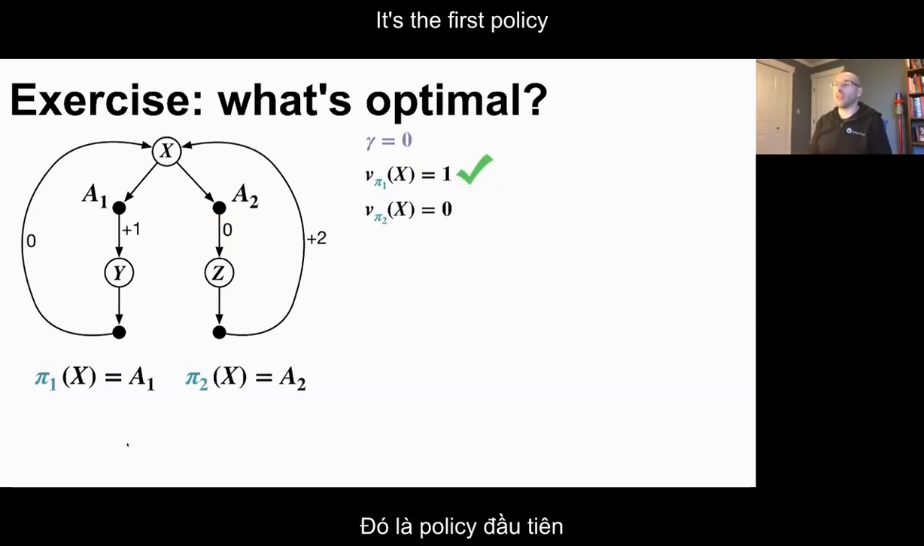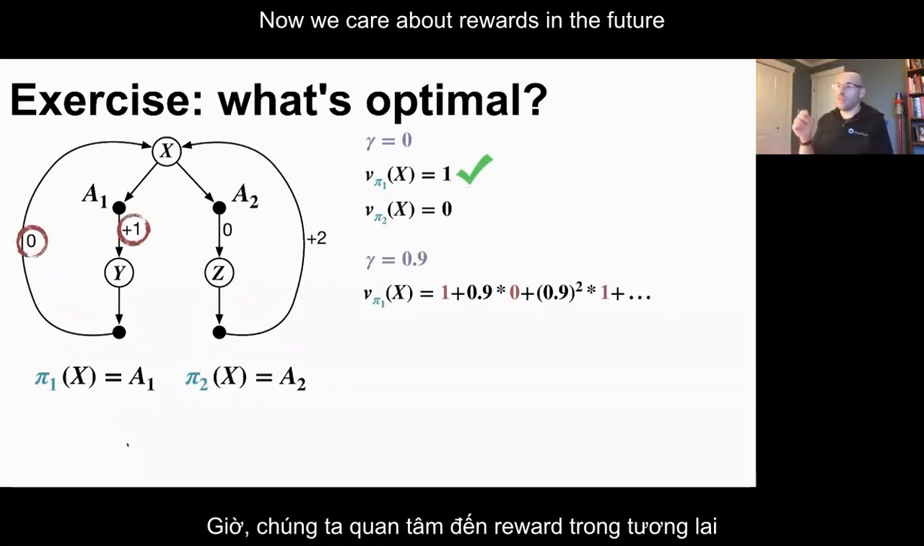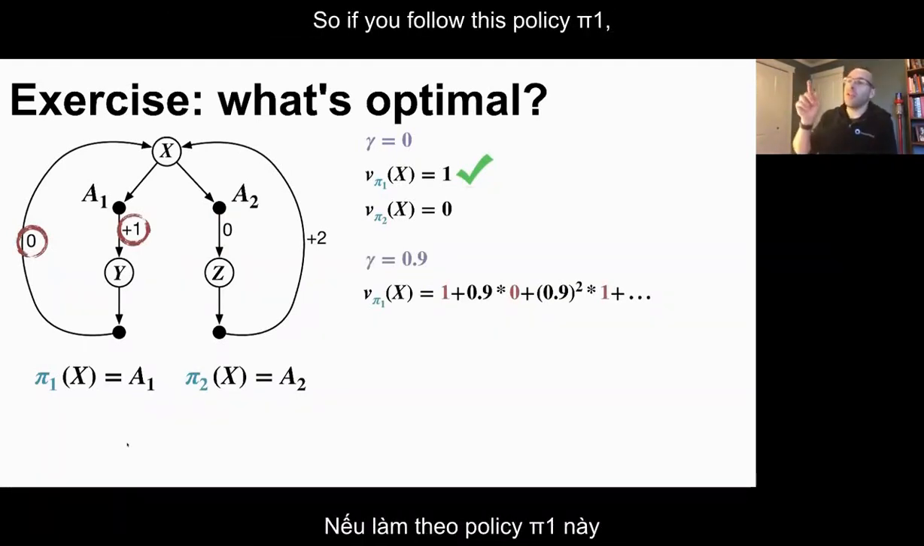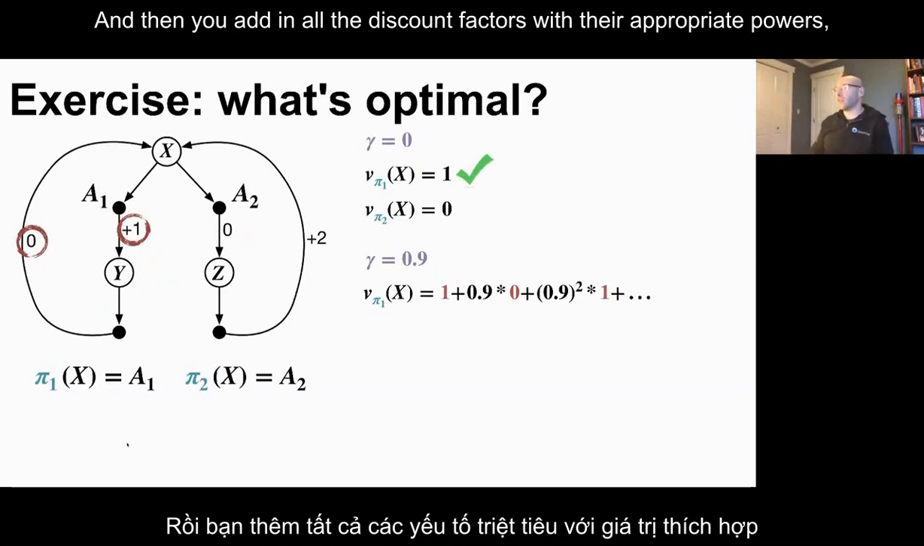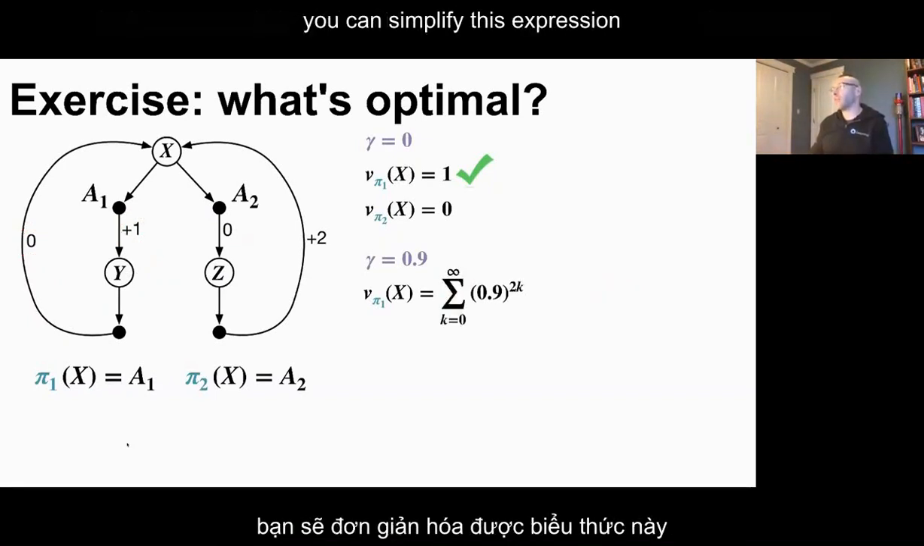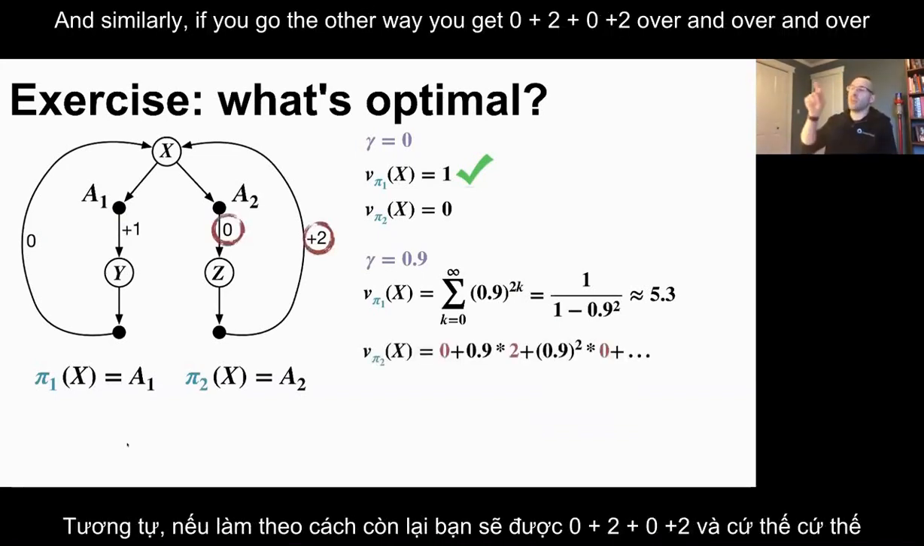It's the first policy. Now, if we make gamma a little bit bigger, we'll see that the numbers change. Now we care about rewards in the future. So if you follow this policy, pi1, you'll get +1, 0, +1, 0, +1, 0, +1, 0. And then you add in all the discount factors with their appropriate powers. You can simplify this expression and you get like 5.3 for the value of that policy. And similarly, if you go the other way, you get 0, then +2, then 0, then +2 over and over and over.